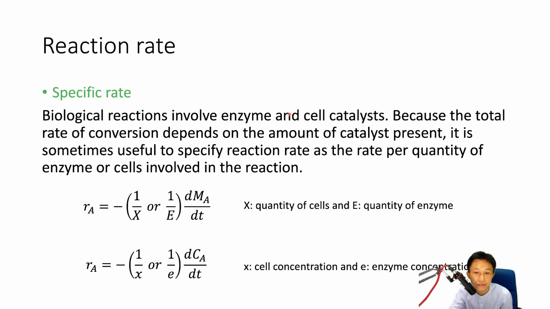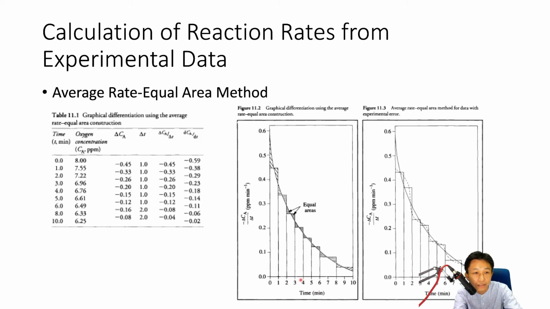Specific rate, so this is per amount of enzyme, for example. Quantity, concentration: this one is amount, this one is concentration. For biological reactions involving enzyme and cell catalyst, sometimes it's better to use the rate over the enzyme that you use, or over the cell that you use. So it's more specific, so just be more careful about the unit that you need to present.